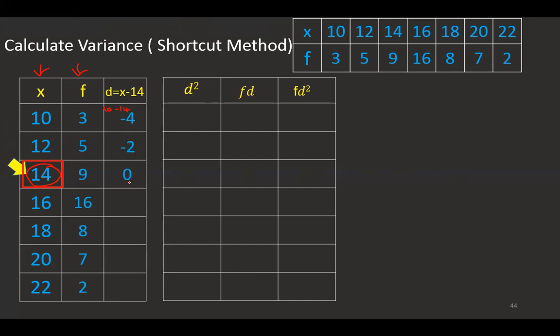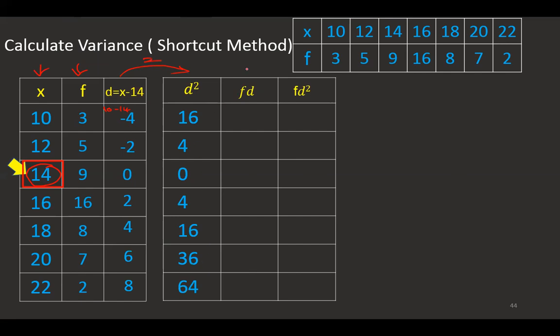14 minus 14 will give you 0. 16 minus 14 will give you 2. 18 minus 14 will give you 4. 20 minus 14 will give you 6. Then 22 gives you 8. Now this is D here. I'm going to square the value of D. 4 square is 16. 2 square is 4. 0, 4, 16, 36, and 64.